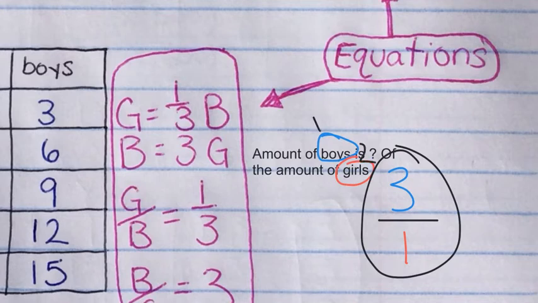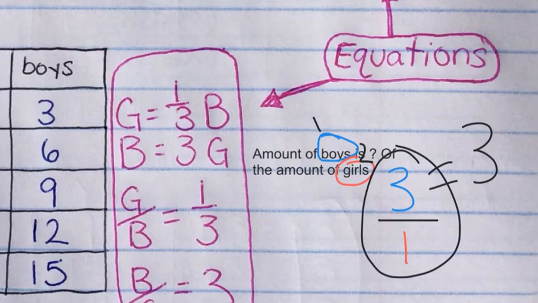However, if that's our value, 3 to 1 really just equals 3, right? So let's come back here. The amount of boys is 3, because 3 is the same thing as 3 to 1. The amount of boys is 3 times the amount of girls. Okay? And so on, we have down here.